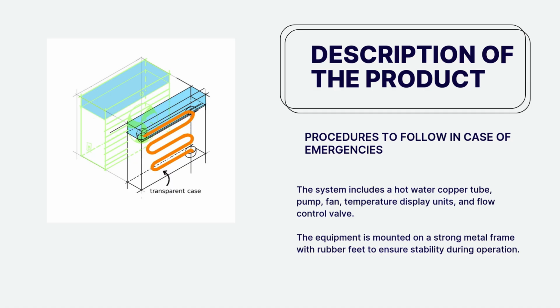So the description of the product. Our product has a procedure to follow in case of emergencies. The system includes a hot water copper tube, pump, fan, temperature display unit, and flow control valve. The equipment is mounted on a strong metal frame with rubber feet to ensure stability during operation. Next, I would like to pass to my friend.